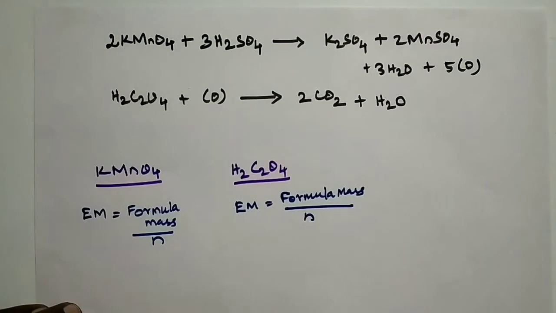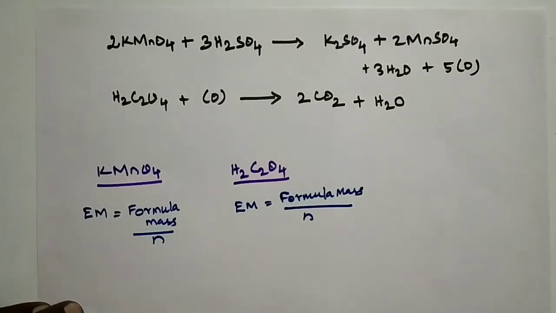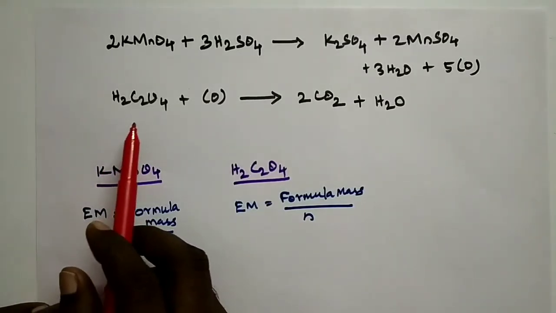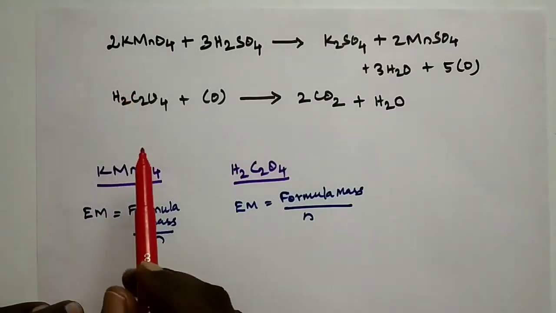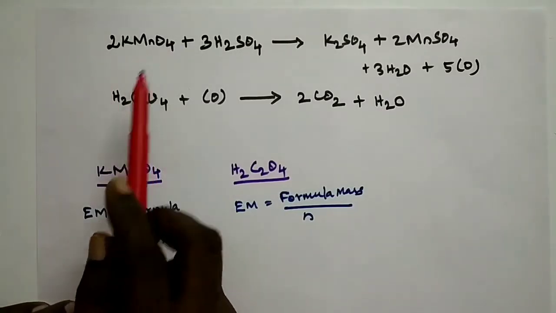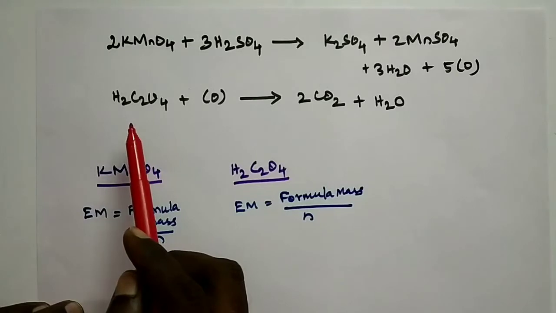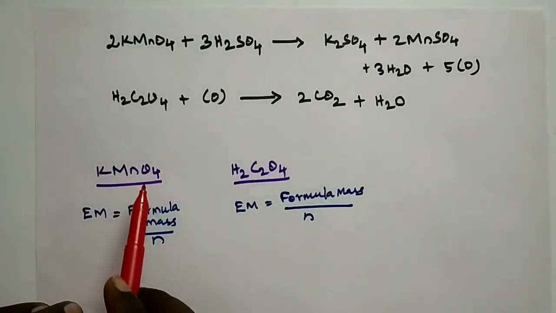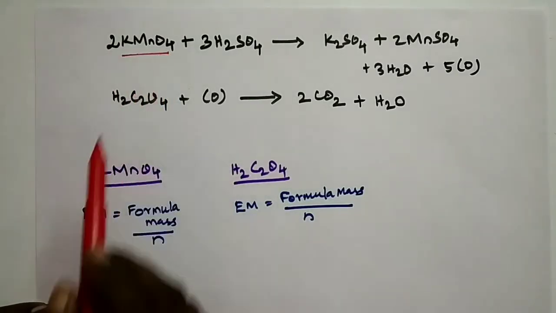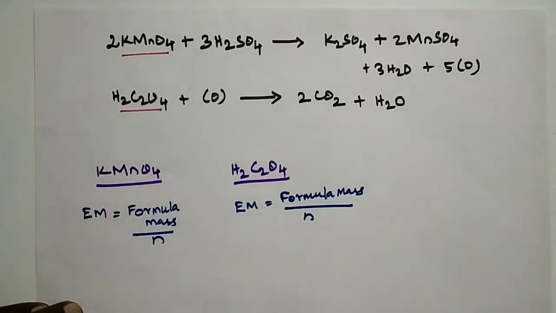KMnO4, potassium permanganate, oxidizes the oxalic acid. You might have done this sort of experiment in your volumetric analysis. Actually, this is the estimation of oxalic acid by KMnO4. KMnO4 is the oxidant here, oxalic acid is the reductant here. Now we are going to calculate the equivalent masses of this KMnO4 and oxalic acid.